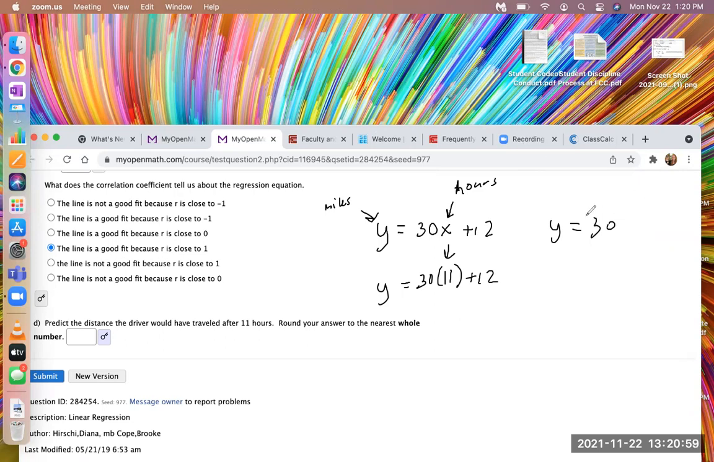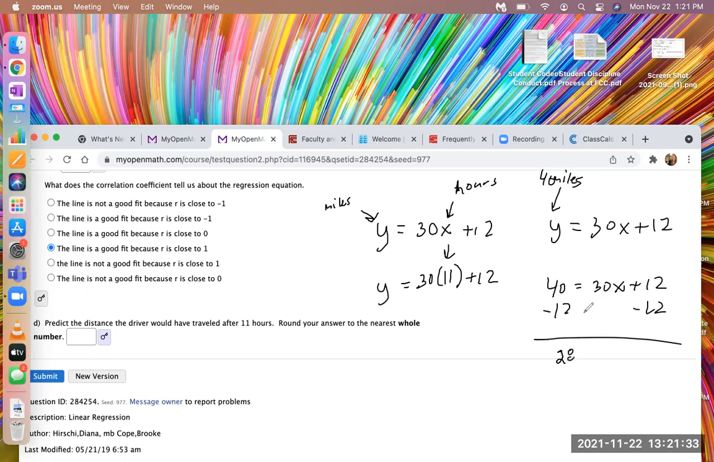Who did we plug in for y? So if they gave us a problem where they give you the miles, say they gave you 40 miles or whatever, then you'd plug in the miles for the y, and then you'd say 40 is equal to 30x plus 12. And if they're asking for the number of hours, then you could solve algebraically by isolating the x by itself and finding out how many hours that would be.